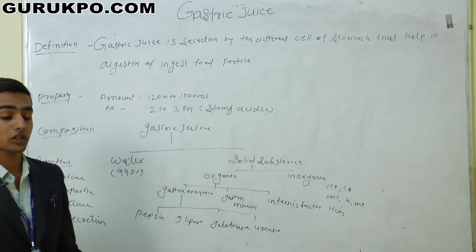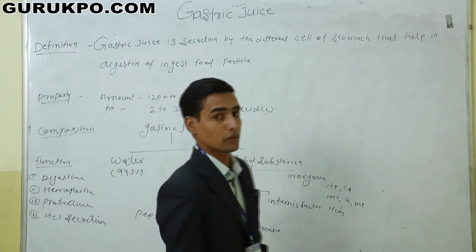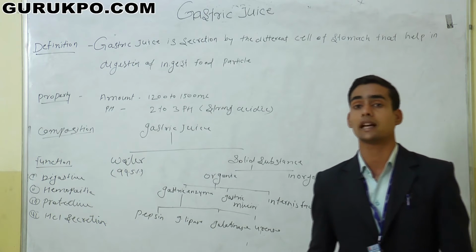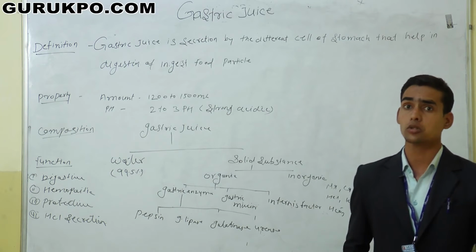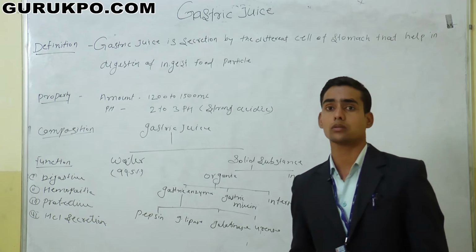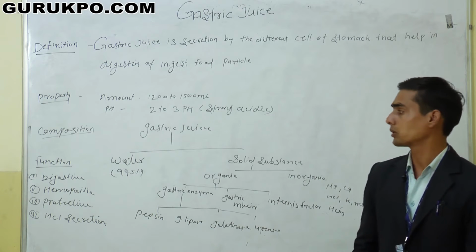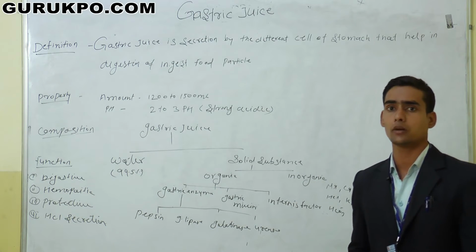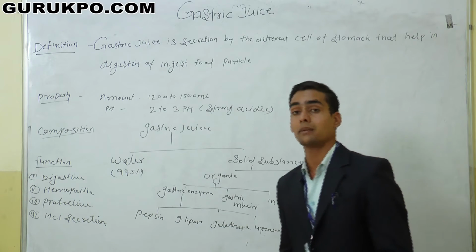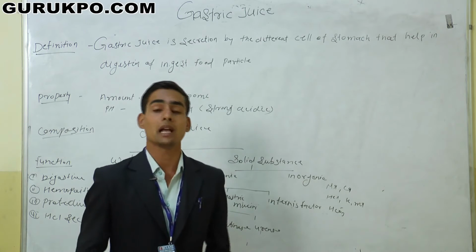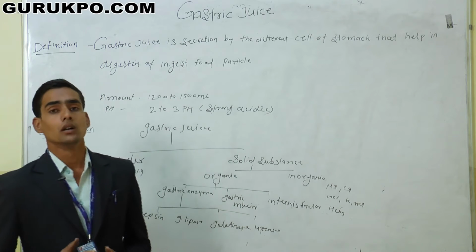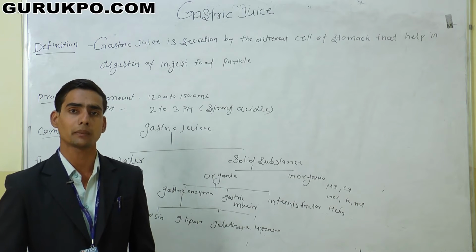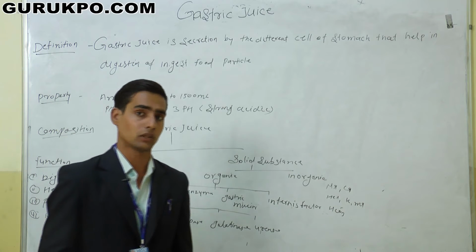Functions of gastric juice: it performs different work. Number one, digestive functions. Gastric juice has different enzymes that are responsible for digesting different particles. Mainly protein is partially broken down by the enzyme pepsinogen. Pepsinogen is released by the parietal cells of the body of the stomach, and in the acidic environment pepsinogen is converted into pepsin. Pepsin acts on the polypeptide and peptide bonds of proteins and converts them into polypeptides, peptones, and amino acids.